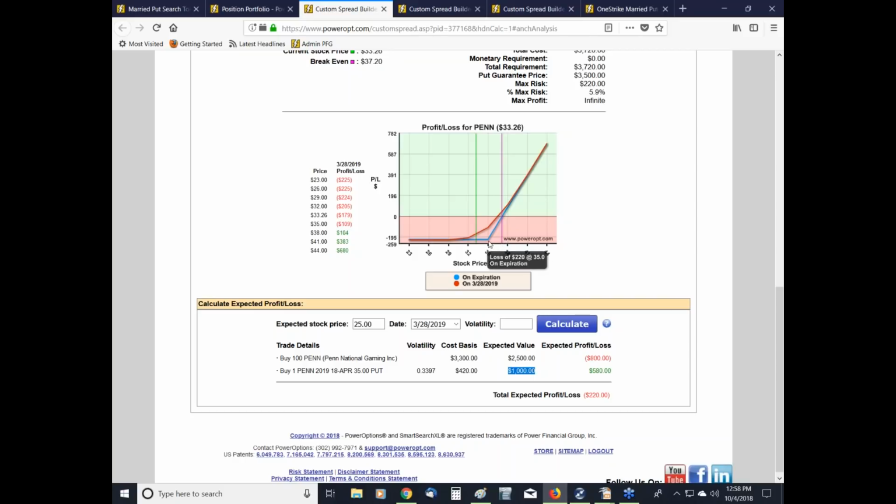This worst case scenario is if I held it all the way to expiration, made no adjustments, and the stock remained below $35, my put strike price. And if I did nothing Friday at 4 o'clock on expiration day in April, the stock was at 33, yes, my broker would exercise the put automatically for 35. I get 35 back minus whatever transaction fees. I'm at the max risk of 5.9%.